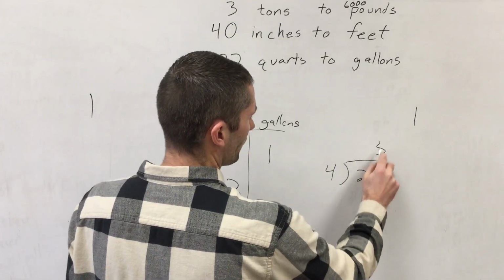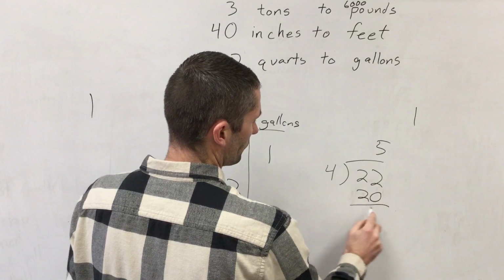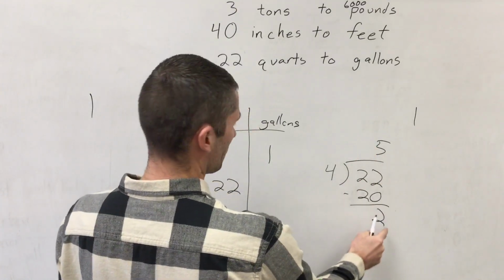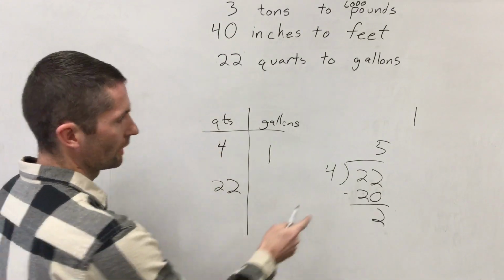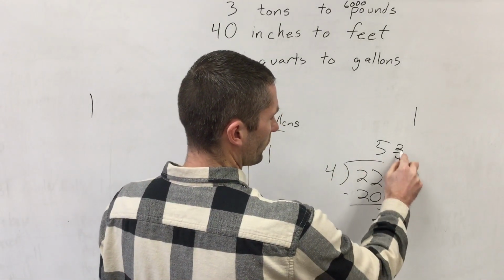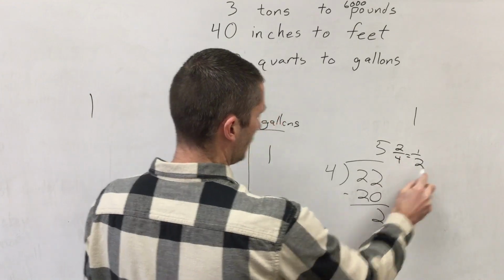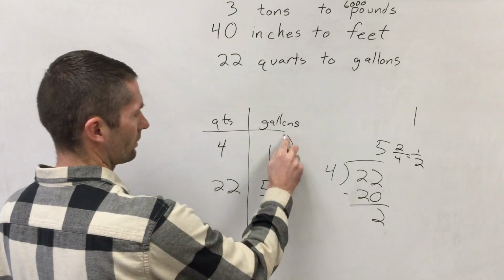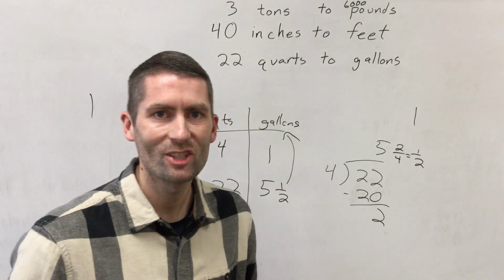4 goes into 22 5 times, with the remainder of 2. So we could look at it as 5 gallons and 2 remaining quarts, or 5 gallons and 2/4 of a gallon. So 2/4 is of course the same as a half. So the answer to this is 5.5 gallons. All right, that's how we're using a T-chart to convert.